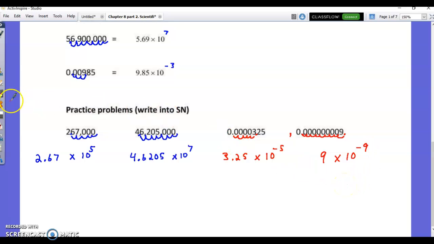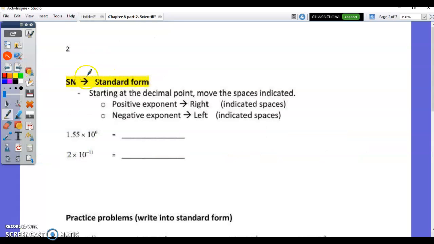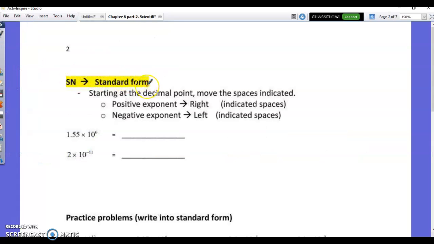So those are all written now in scientific notation. We have a number that's between 1 and 10, but not 10, less than 10. And we have the times 10 to an exponent. So that is going from standard to scientific notation. So what if we have to go from scientific notation to standard form?